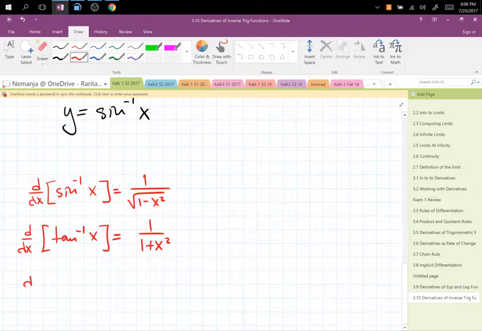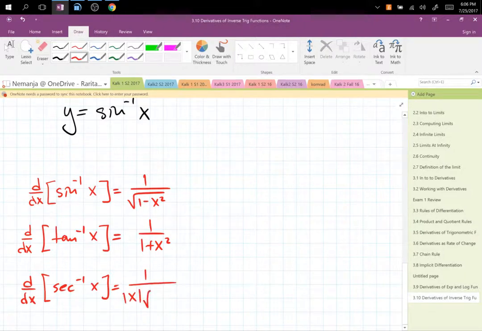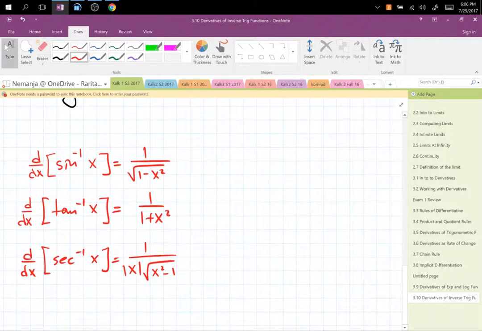And the third one in this category is going to be secant inverse, which is going to give us 1 over absolute value of x times square root of x squared minus 1. So these are the 3. And now the other 3, the co-inverses, right? The cosine, cotangent, and cosecant, they have the same formulas with negative signs.